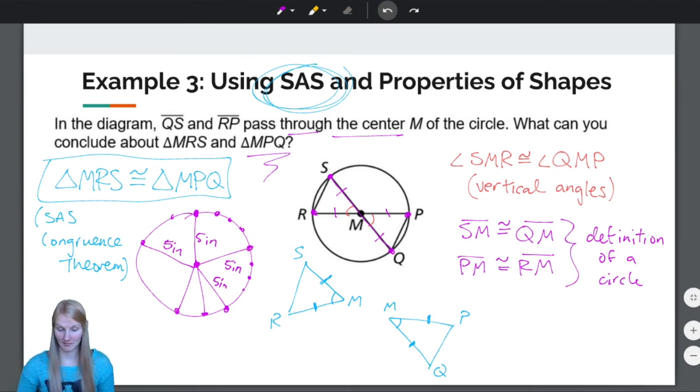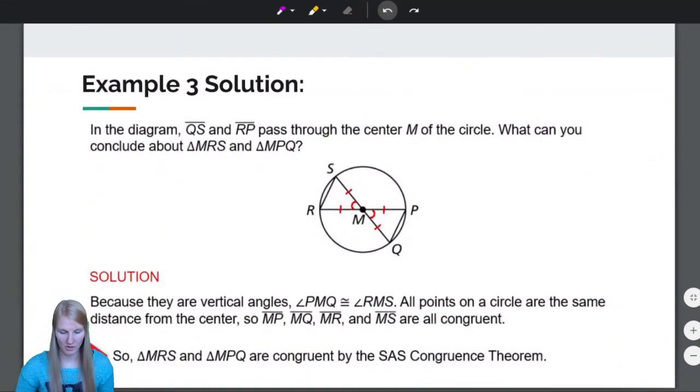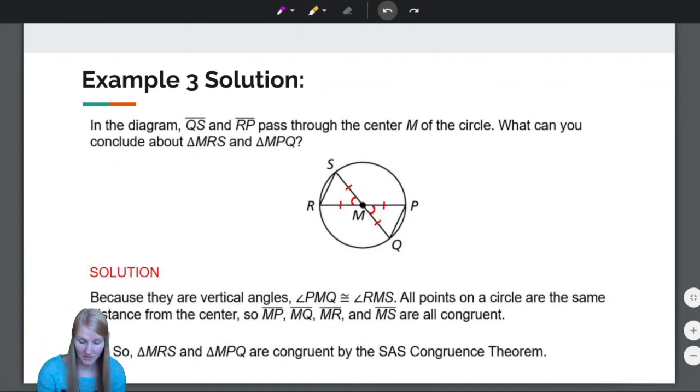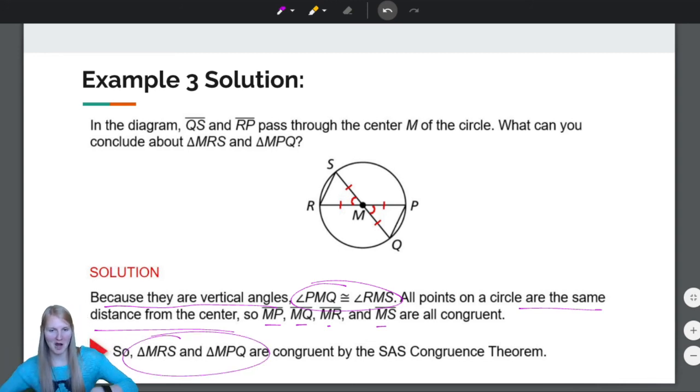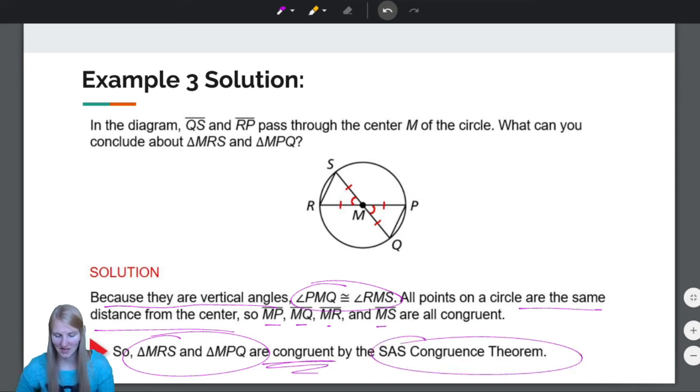Yay! Okay. We can check and make sure that we were correct. Because they are vertical angles, angle PMQ and RMS are congruent. All points on a circle are the same distance from the center. So MP, MQ, MR, and MS are all congruent. So triangle MRS and triangle MPQ are congruent by the SAS Congruence Theorem. And we were correct. Booyah.